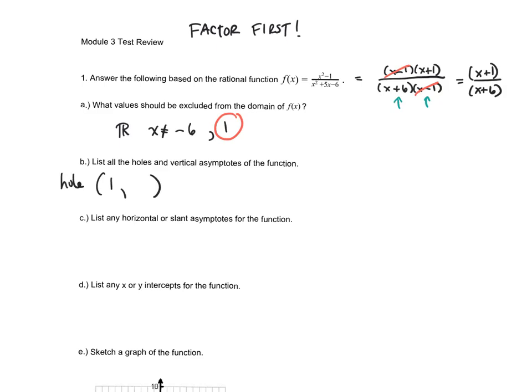Now, the y-coordinate of the hole, remember, we can just take the 1 and plug it into my lowest terms. So 1 plus 1 over 1 plus 6. So whatever you get for your x value, we're plugging into lowest terms. That'll give me 2 sevenths. So that'll give me the y value of my hole. Vertical asymptote is whatever doesn't cancel out. So in the lowest terms, we have this x plus 6 still in the bottom. So that's what's going to make my vertical asymptote. So whatever factor cancels is going to make your hole, and whatever factor doesn't cancel out is going to make your vertical asymptote.